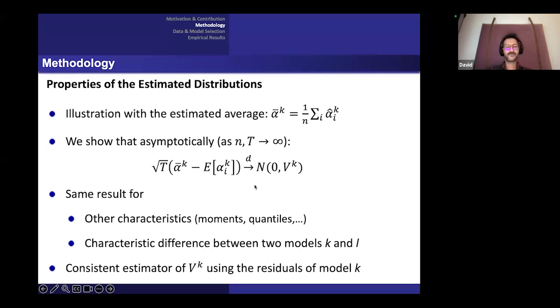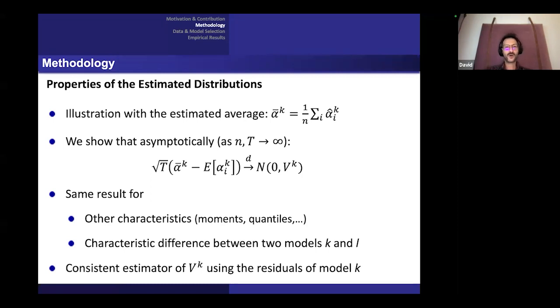So you have consistency. Now, what is interesting and what we do see here is that the speed of convergence is not with respect to the square root of N, but with respect to the square root of T, the number of observations. I will come back to this point in a second. So we have consistent estimates and we have normality. So this is great for performing tests. What is missing is the covariance matrix here, but we provide in the paper a consistent estimator for the covariance matrix under model K using the residuals of the misspecified models.